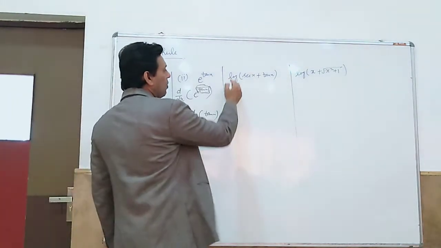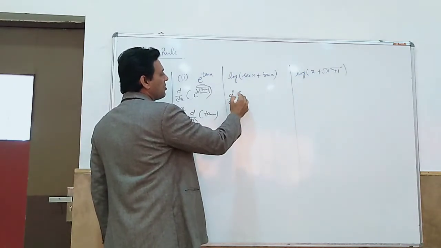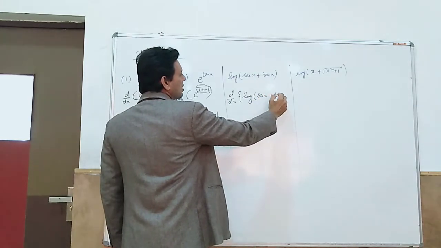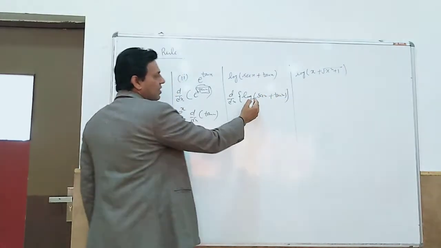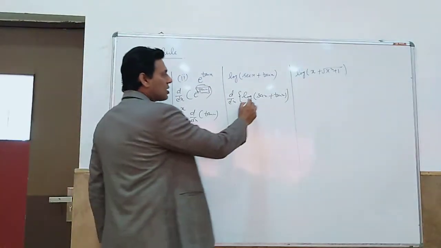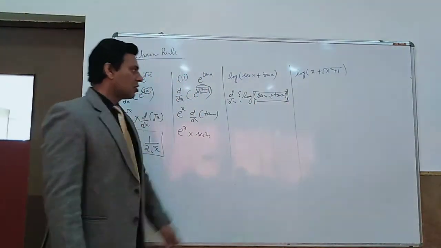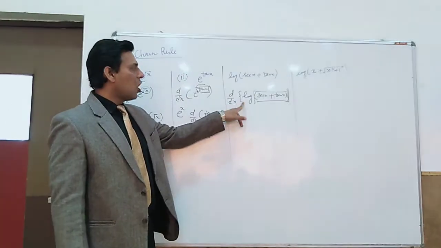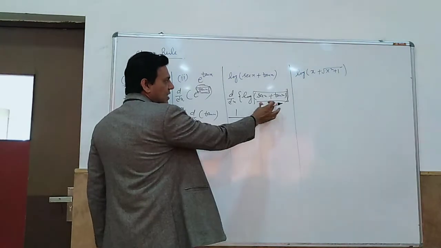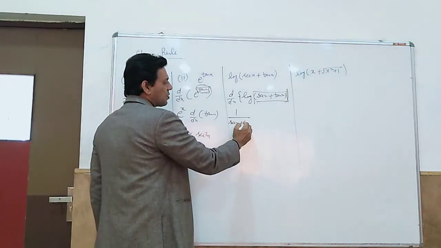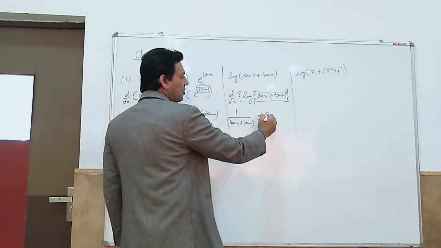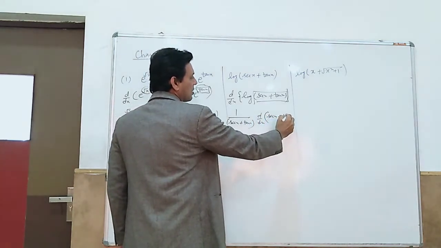So done. Now we have to differentiate this function, log of sec x plus tan x. Whenever something is not written, it means the base is e. So suppose this function is x. Your function becomes simpler, log x. What is the differentiation of log x? 1 upon x. But don't write x. x is this, sec x plus tan x. Now differentiate what you supposed as x.